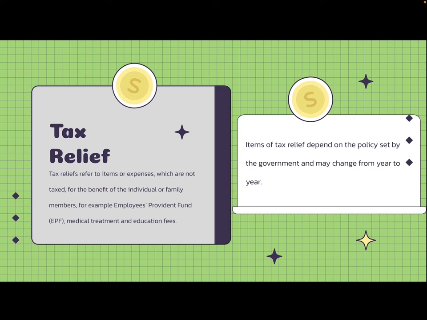After that, tax relief refers to items or expenses which are not taxed for the benefit of the individual or family members. For example, employee-provided farm, EPF, medical treatment, and education fees. Items of tax relief depend on the policy set by the government and may change from year to year.